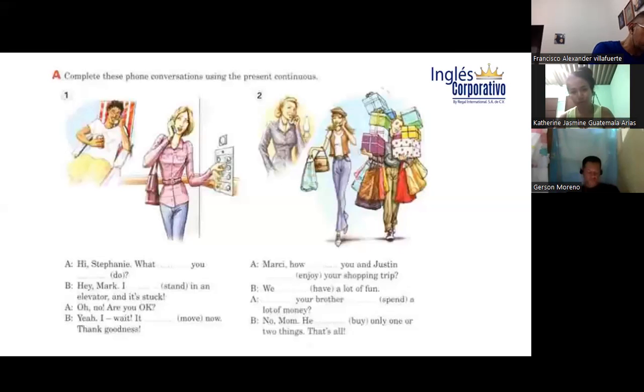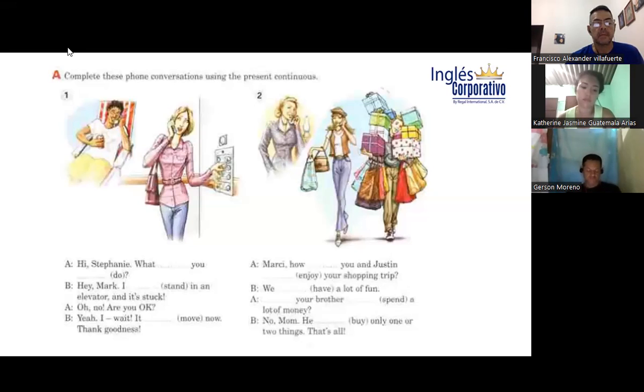Okay, are you ready or not yet? Ready. I'm ready. All right, let's check the answers together. Okay, look at this one. Letter A. Hi, Stephanie. What are you doing? Hey, Mark. I'm standing in an elevator and it's stuck. Standing. Okay, standing in an elevator and it's stuck.